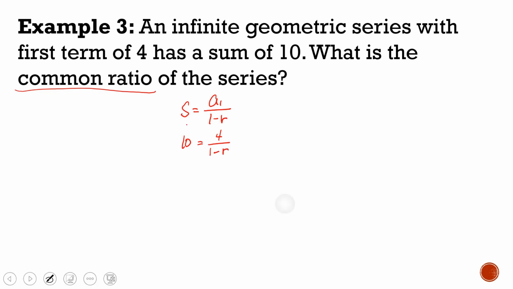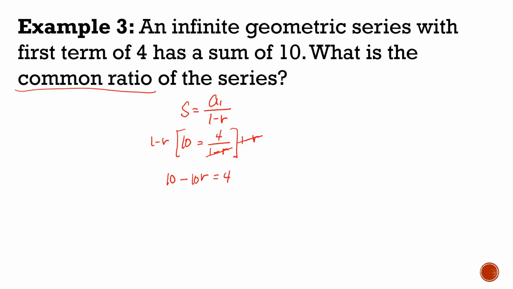So every time you have an equation that has a fraction, the first thing you gotta do to simplify this is multiply both sides by whatever the denominator is. The denominator here is 1 minus r. So multiply both sides by 1 minus r. Then the next step is multiply 1 minus r by 10. So 1 times 10 is 10. 10 times negative r is negative 10r equals 4.